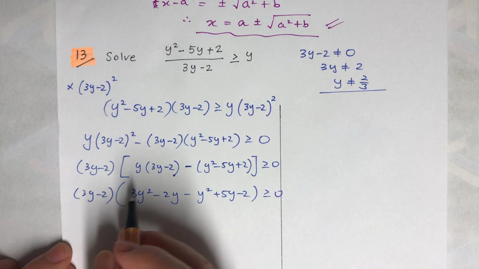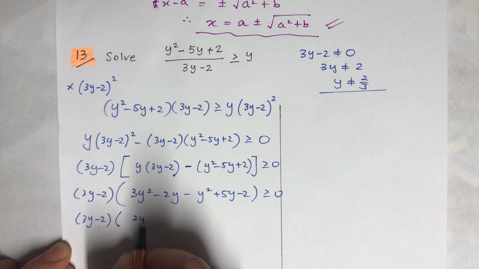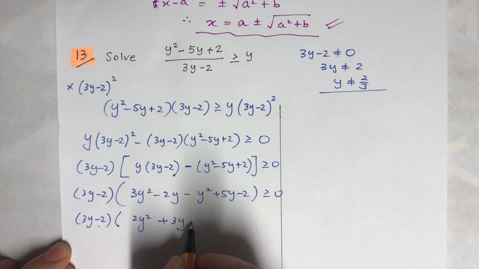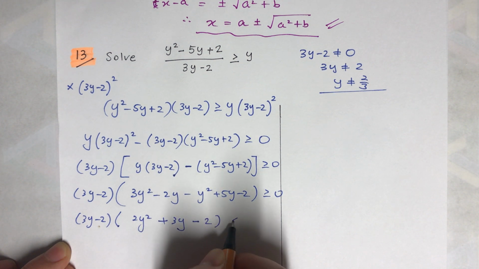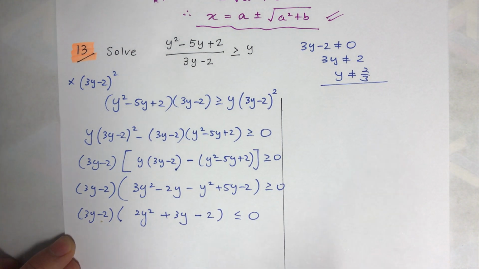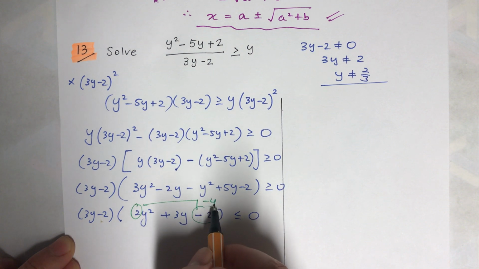So I'll get left with 3y minus 2 there. And I'm going to factorize this. How am I going to do that? I'm going to times this together with minus 4.